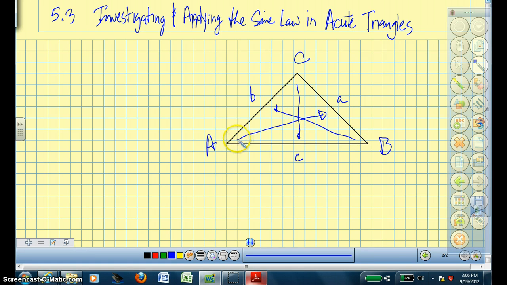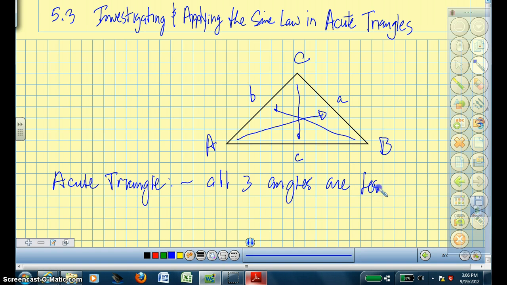So, here's angle A, the length of this side is little a, here's angle B, the length of this side is little b, and here's angle C, and therefore this whole side is labeled little c. I just want to talk about the definition of an acute triangle. It's where all three angles are less than 90 degrees. So all three of these angles are less than 90 degrees, and as you know, in a triangle, all three angles have to add up to 180.